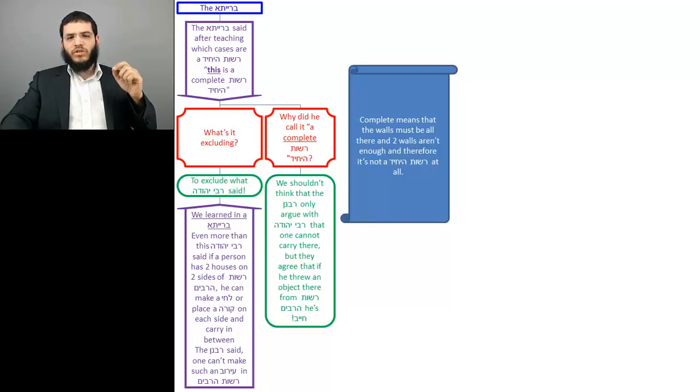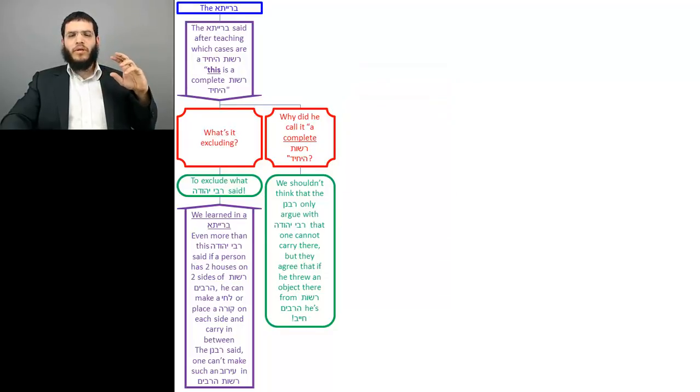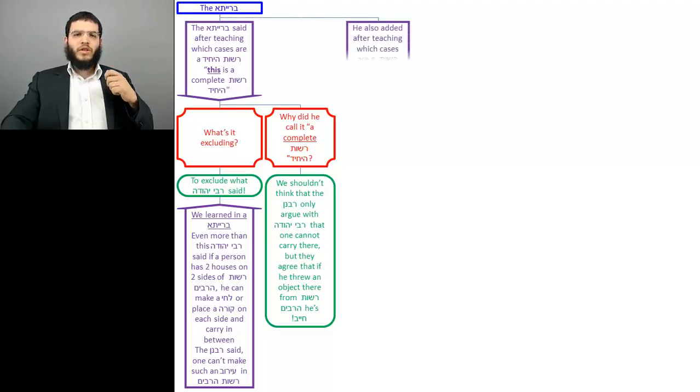Complete means that the walls must be all there, and 2 walls aren't enough, and therefore it's not a Rishus HaYachid at all. So with that we explained the first part of the brisa that we asked question on. We explained why it says Zuhi Rishus HaYachid, what it's coming to exclude, and we explained why it uses the word Gemura at the end. The Gemara now continues to the next part of the brisa.